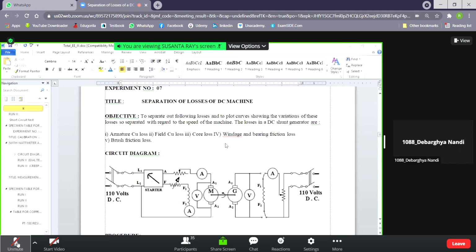Main input and the output will be DC in case of a DC machine, but inside the DC machine there will be AC current, and by commutator we get the DC current. So there will be the core losses. The core loss doesn't depend on the current, no? Sir, it depends on the frequency, and the frequency in turn depends upon the speed. f is equal to PN by 120.